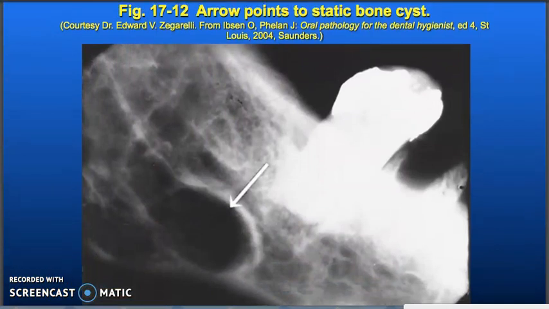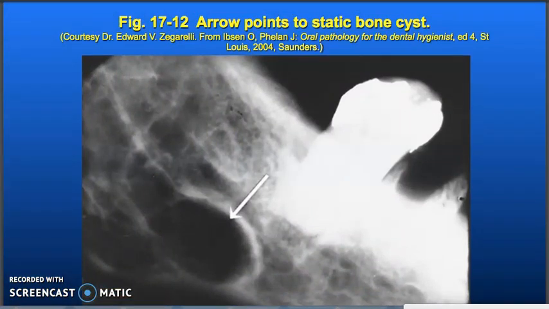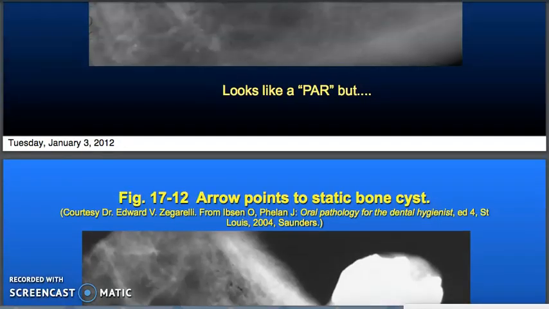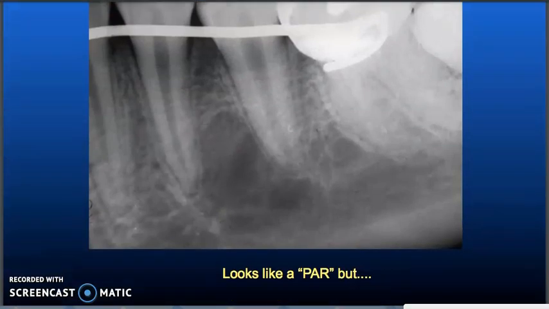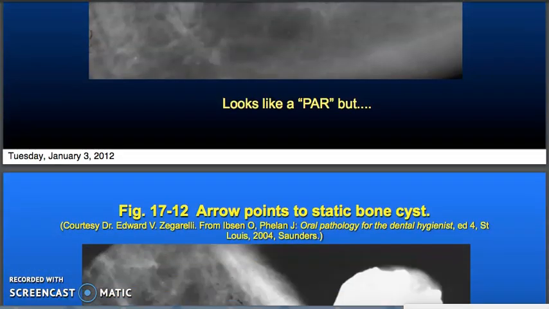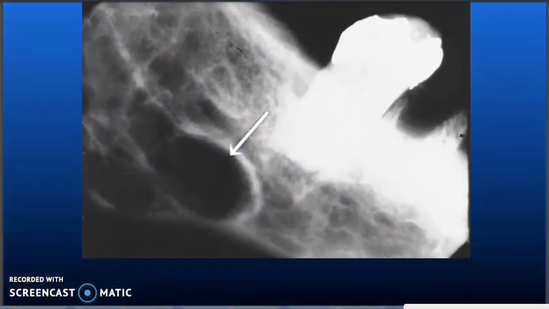Okay, this one is a static bone cyst. So there's a difference between the two, and the dentist would decide, okay, this is something that we know is there, but it's not going to cause a malignancy or damage anything, and this one would be something that they would have to remove and check pathology.